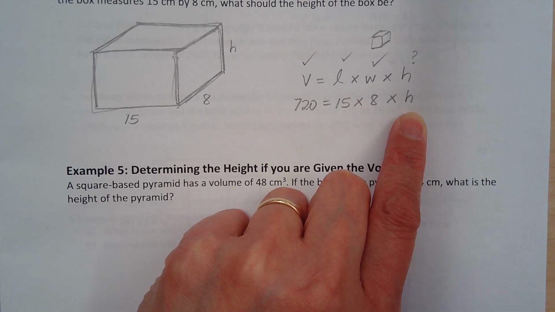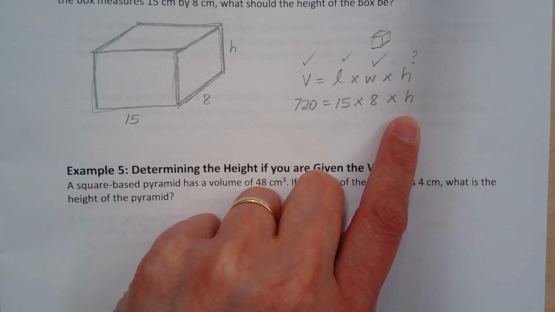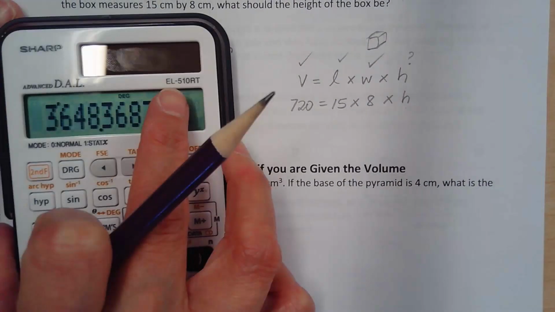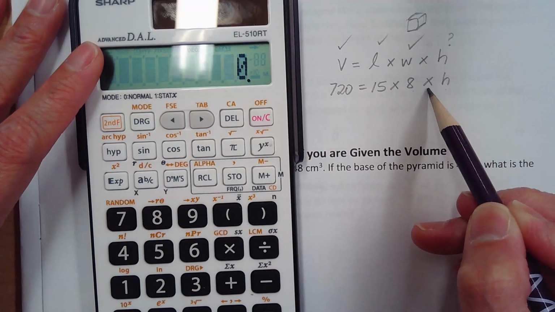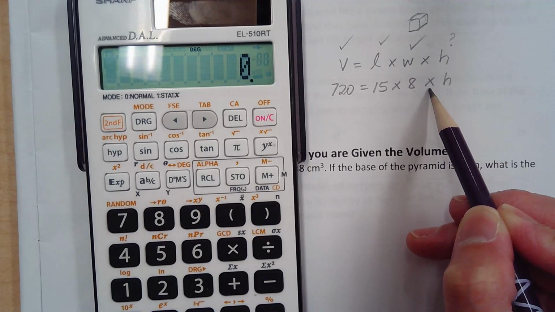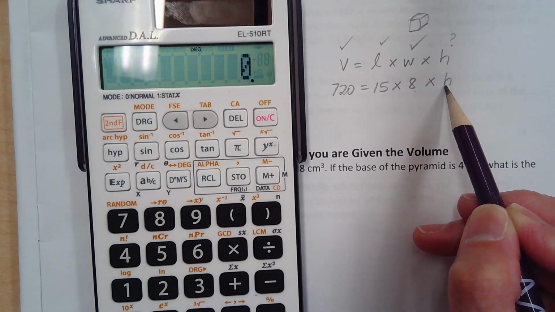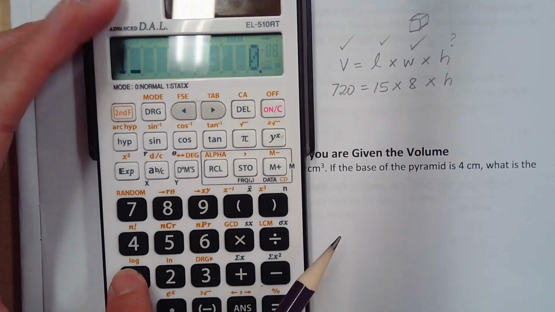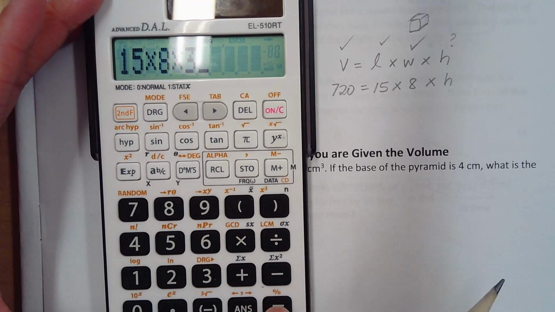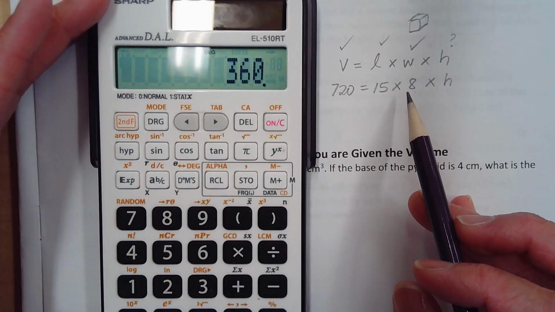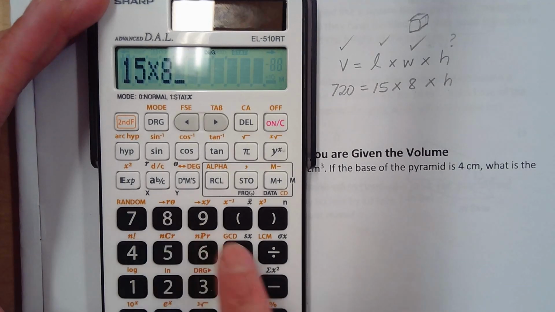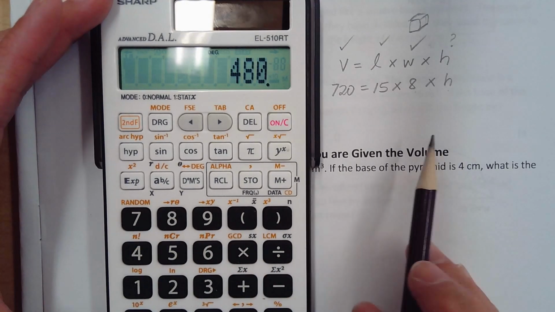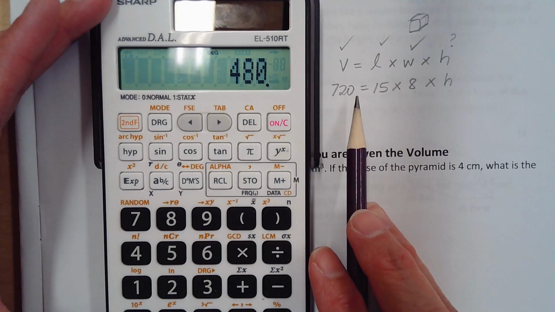Okay. So, do you think that's a reasonable answer? If I go 15 times 8 times, I'm going to make a guess. I'm going to guess 3. Do you think the height is 3? I go 15 times 8 times 3. Is that enough? No, right? Okay, I'm going to try 4. So 15 times 8 times 4. Got 480. Still not enough. I need to go up to 720.